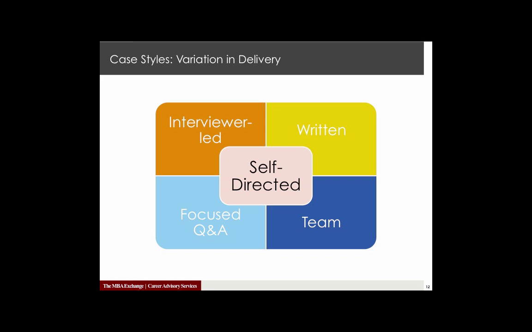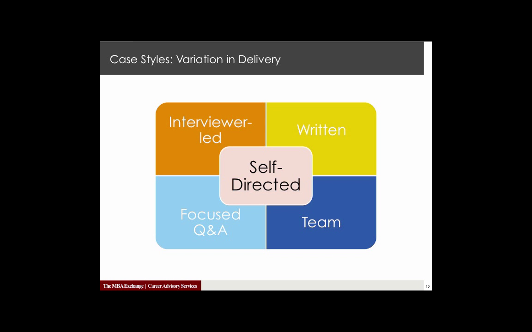In contrast, in the upper left quadrant is the interviewer-led style. This is done as a case technique where I propose really one question at a time, and I, as the interviewer, really guide you through the case. Another variation of a case interview is the written case. This is in the upper right quadrant.